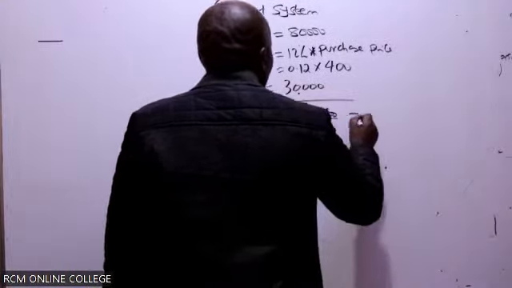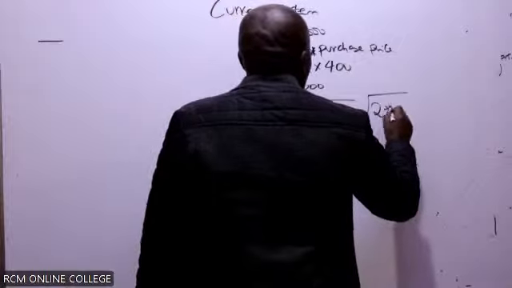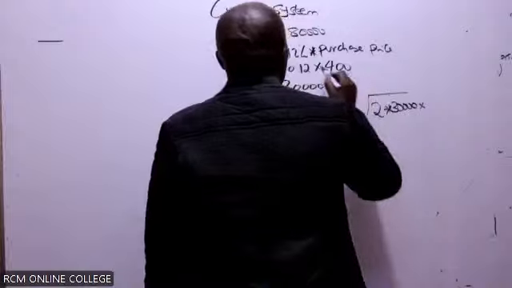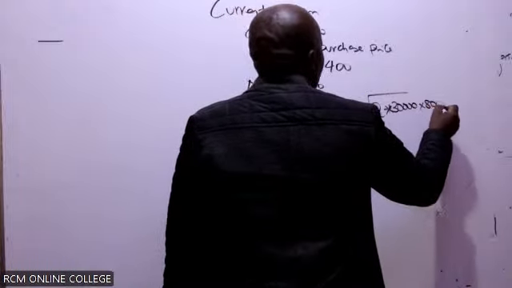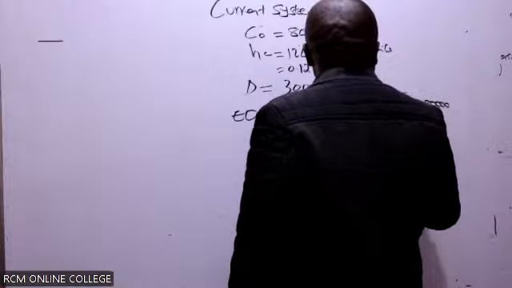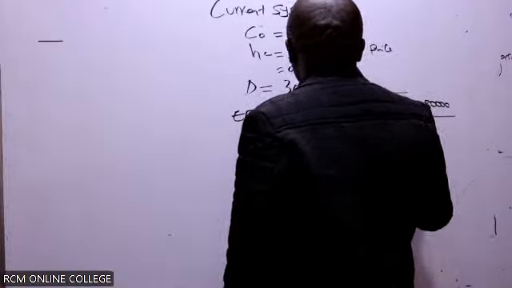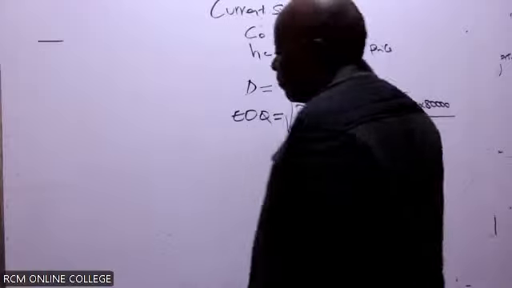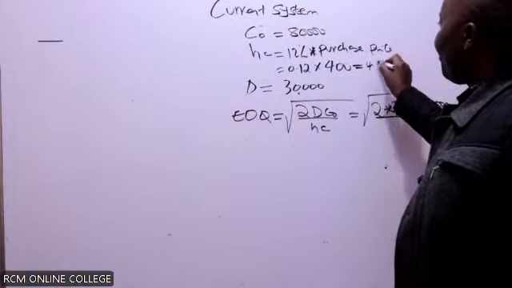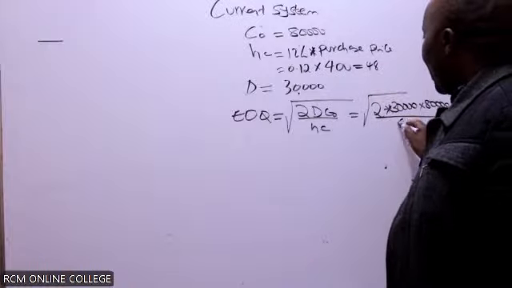So it will be the square root of 2D, where D is 30,000, and the Co is 80,000, divided by our holding cost. You guys never gave me this figure. What is the holding cost, my good students? 48, from Gathoni. 48. So divide this by 48.